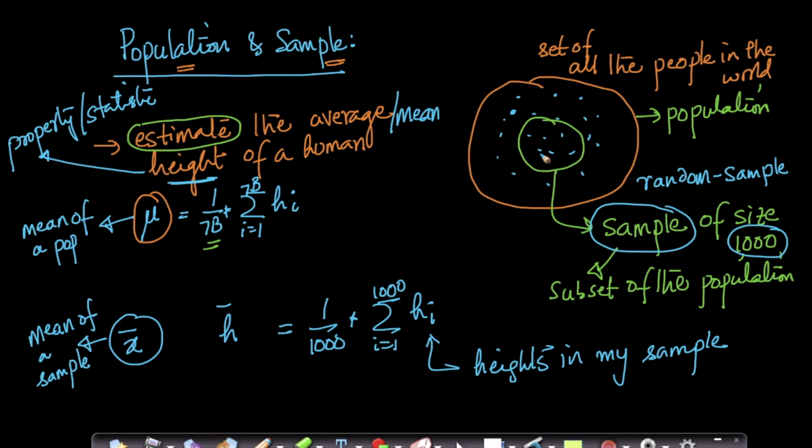Again, I'll keep using these terms population and sample. Whenever you encounter them, just think: population means the universe of all the things, and a sample is a subset of the population.